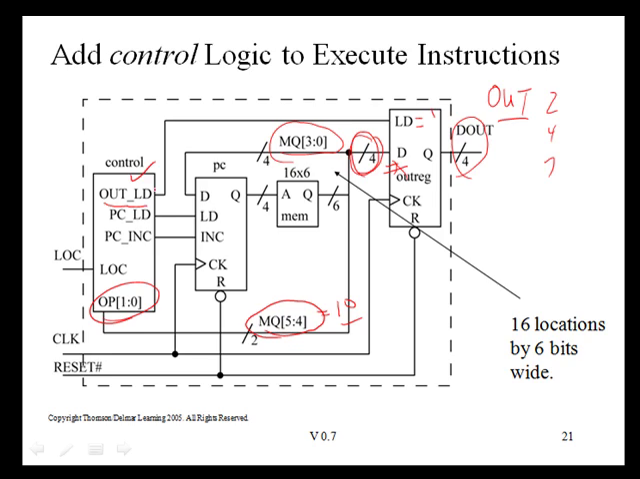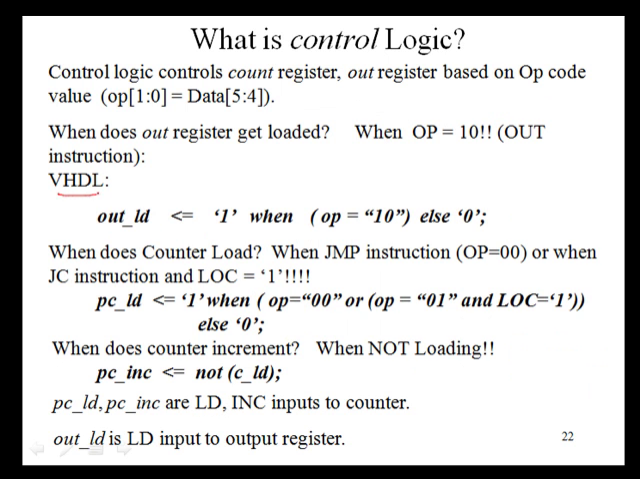We'll describe this combinational logic using this VHDL code, and we'll also show this in gate form in a second, which will say our output load is going to be a 1 when our opcode field is a 1, 0, else it will be a 0.